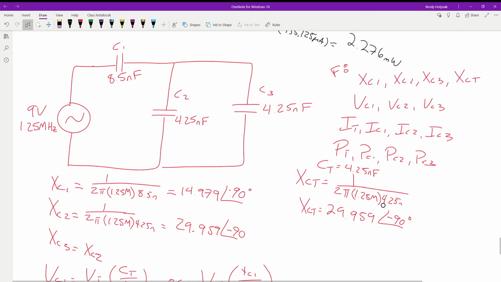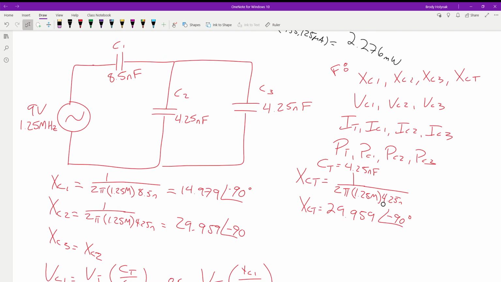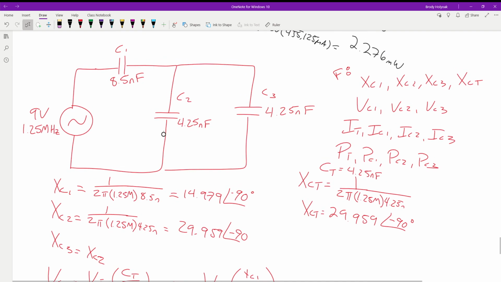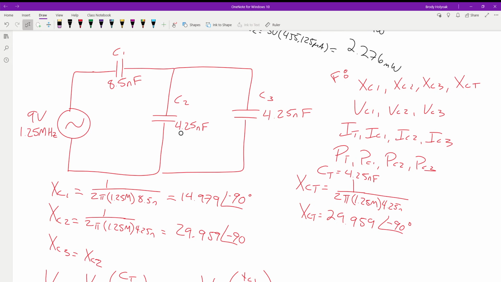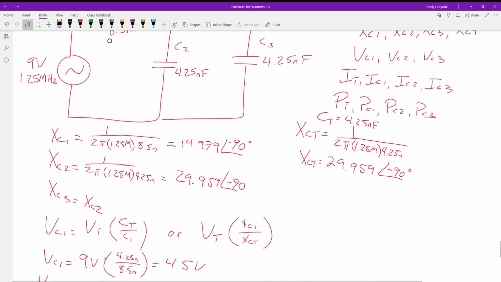Okay. So we'll take a step back. So we have to solve for the total capacitance. With these guys in parallel, how do we add those values? We add them in straight because they're capacitance. Capacitance we treat as the opposite of what we do with resistance. Because these guys are in parallel, we add them directly. So we have 4.25 and 4.25. That gives us 8.5 nanofarads. Then it drops back down to 4.25. And so then we have this value.